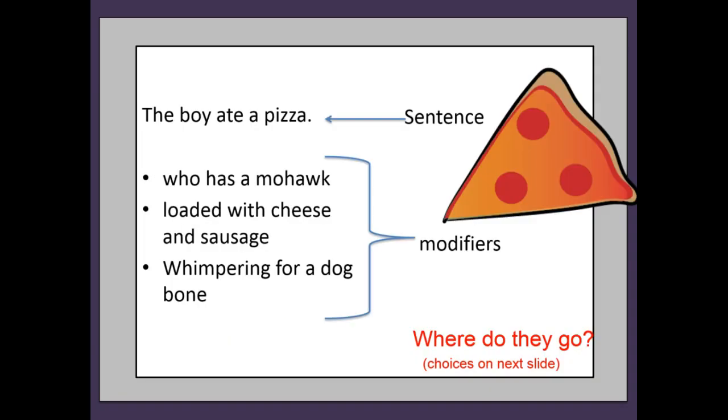So they give you a sentence. The boy ate a pizza. That is your sentence. You have three modifiers. Who has a mohawk? Loaded with cheese and sausage. Whimpering for a dog bone. Those are your three modifiers. Where do you think they would go? And our example is going to give you different choices, and you have to pick which sentence is modified correctly.